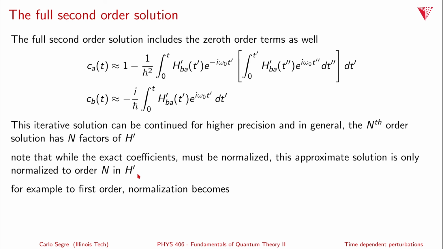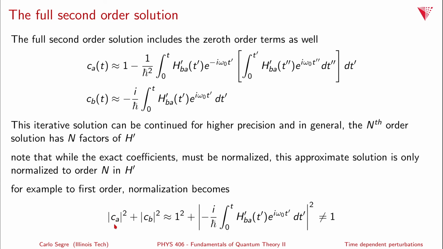So we can see how this works for first order. For first order, the normalization becomes CA is 1 in first order, and CB is this integral in first order. So if we take CA squared plus CB squared, it's 1 squared plus the modulus squared of this integral here. And you can see that this is non-zero, and consequently this is not equal to 1. But it's off by order H prime, actually H prime squared in this case.